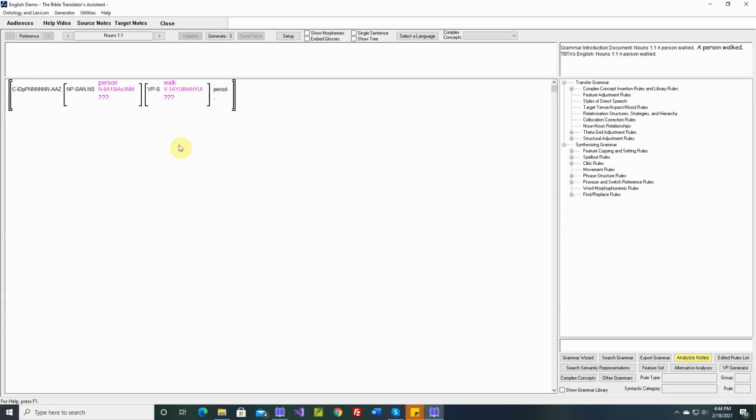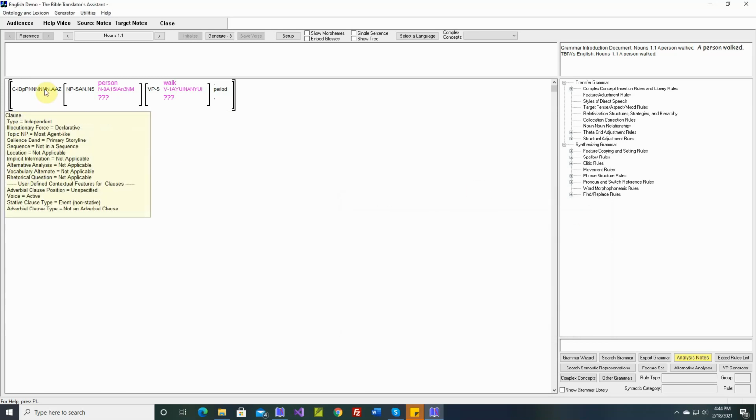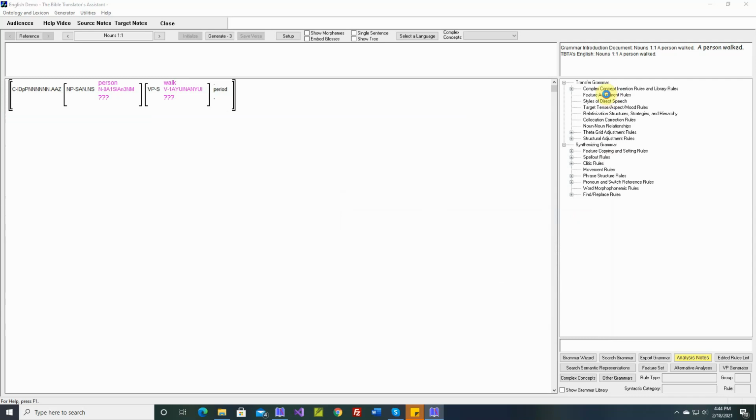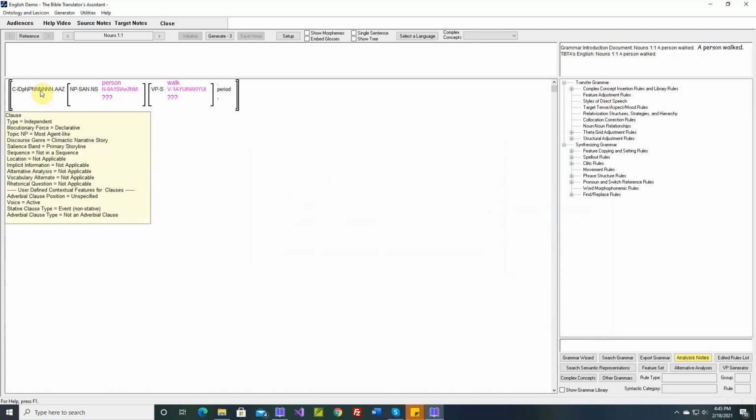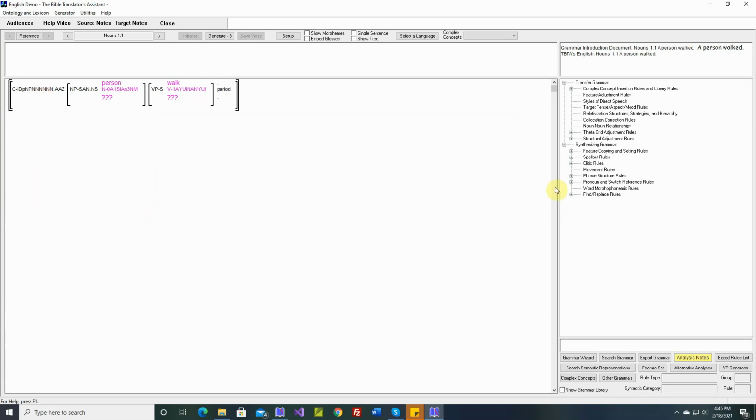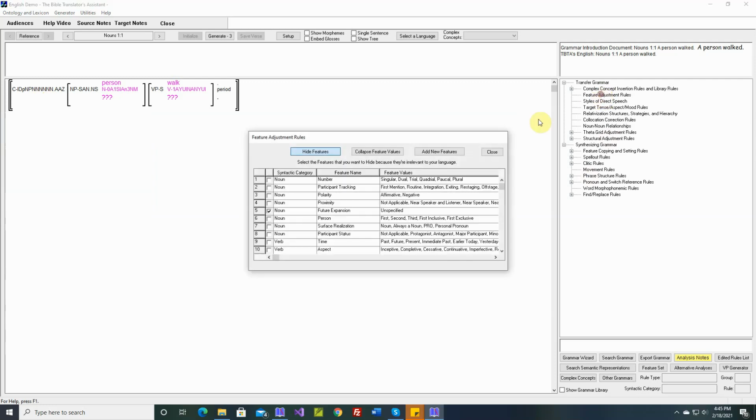We can say close this. And now, remember we hid the discourse genre. And now the pop-up no longer shows us the discourse genre. But someday, if we need that feature, we can always come back and scroll down to clauses and unhide discourse genre. And now it's back again. You see there, discourse genre equals climactic narrative story. Let's go back and hide that.